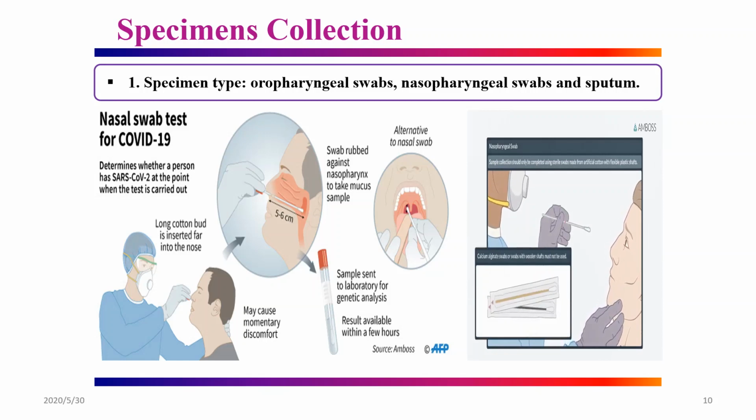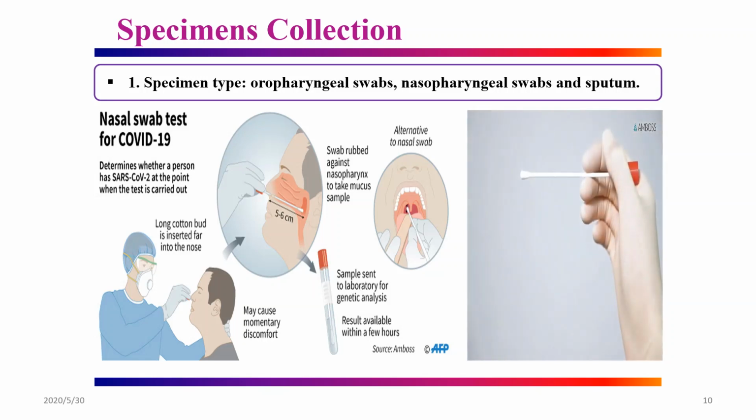Calcium alginate swabs or swabs with wooden shafts must not be used. These materials can inactivate viral particles or inhibit PCR tests. Furthermore, wooden shafts are more likely to cause patient injury.